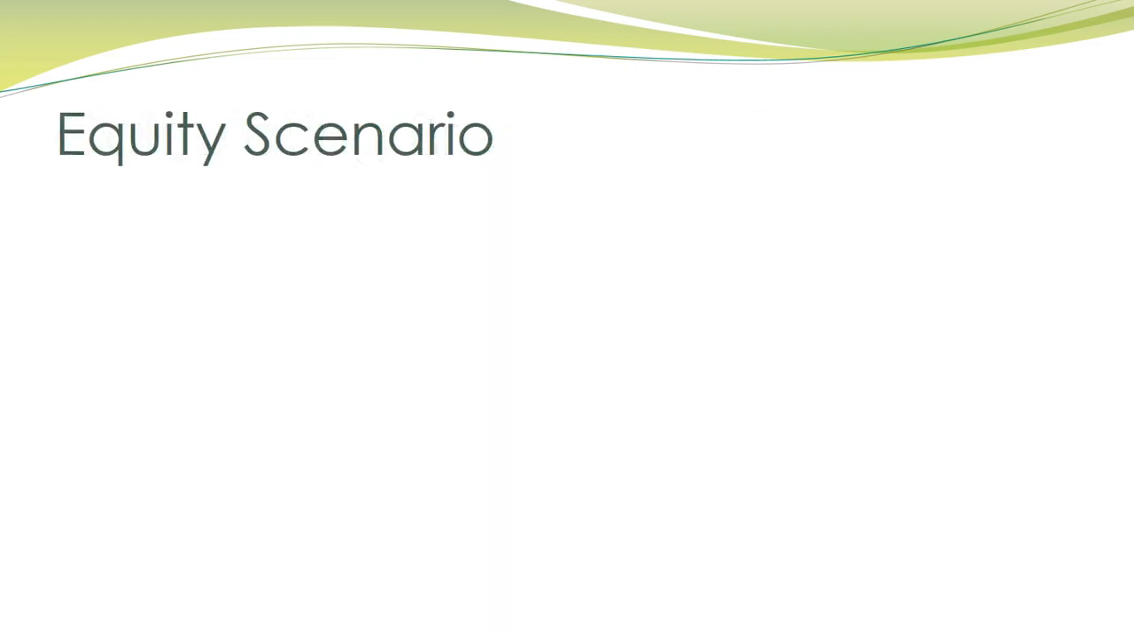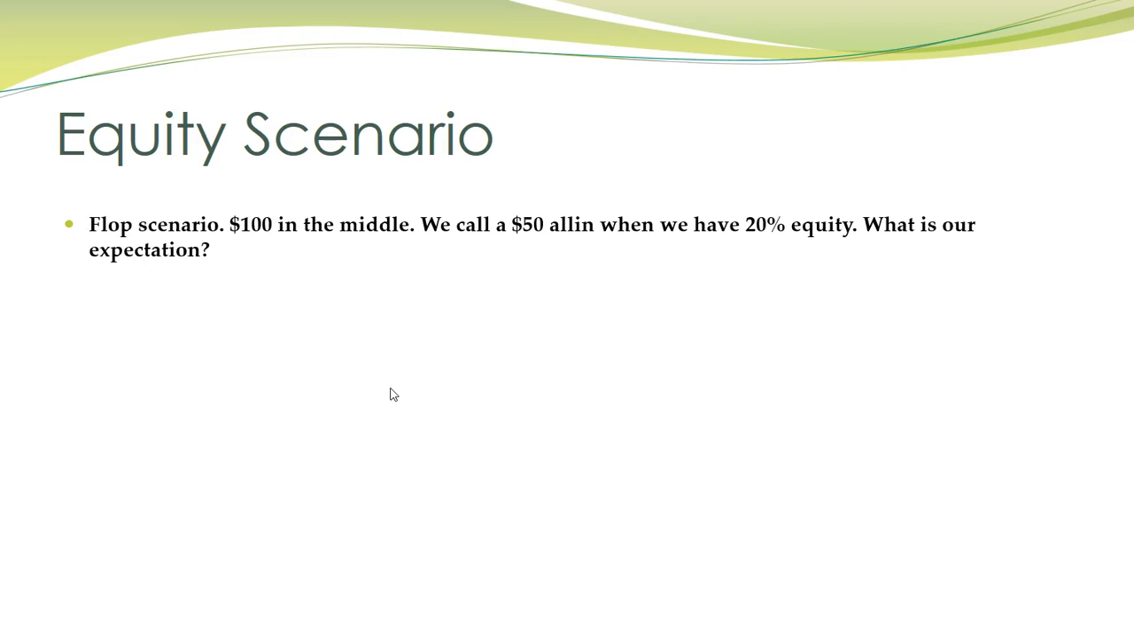Okay, let's continue with what we'll describe as an equity scenario. This is going to be different from the fold equity scenarios we've looked at. So we've looked at a situation where we're interested in how much fold equity we're generating. Let's look at a situation where our EV is dependent on the amount of pot equity that we have. If you've understood everything so far, this question should be relatively straightforward. So flop scenario, 100 in the middle, we call a $50 all-in when we have 20% pot equity.